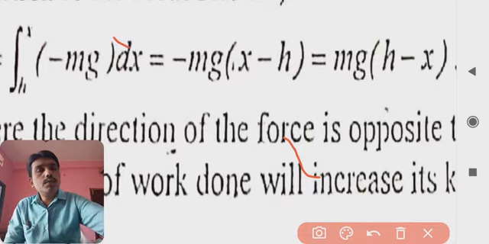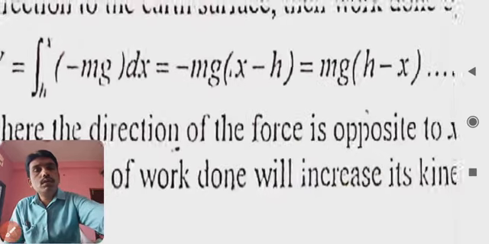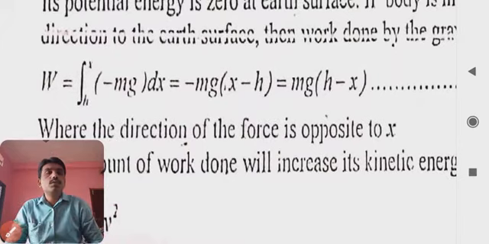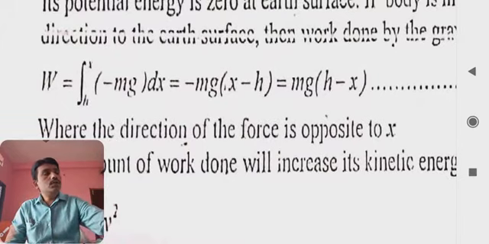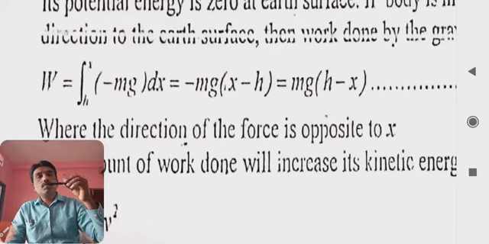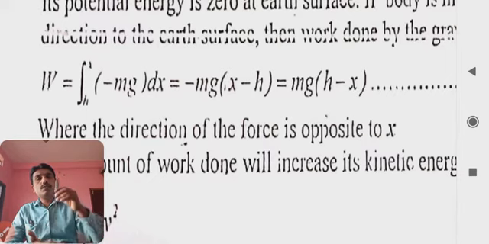But another important factor here is the direction, where the direction of the force is opposite to x. That means if I am taking x in the upward direction, no doubt the force will be in the opposite, downward direction. The force is in the downward direction, opposite to the position x, and I am measuring x from the surface to a certain distance x. So the force is opposite to the direction of x.